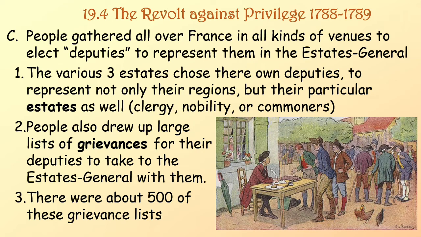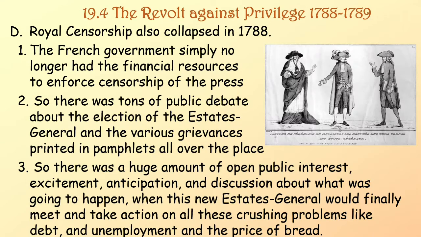The three estates that we talked about in the last lesson chose their own deputies to represent not only their regions, but also their particular estates as well: clergy, nobility, or commoners. People also drew up large lists of grievances for their deputies to take to the Estates General with them, and there are about 500 of these grievance lists.